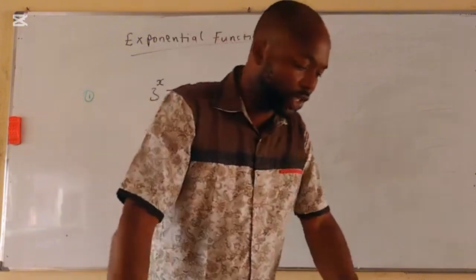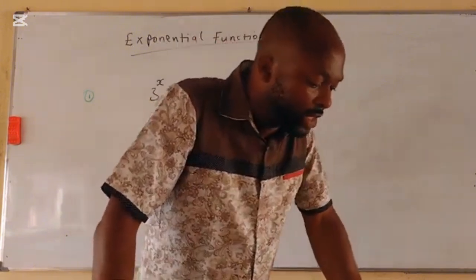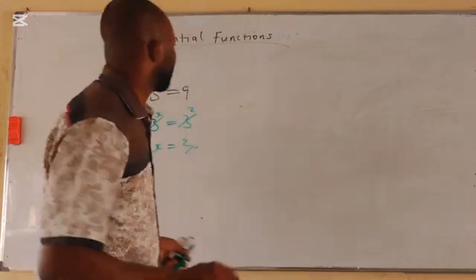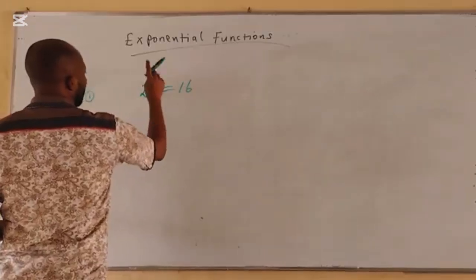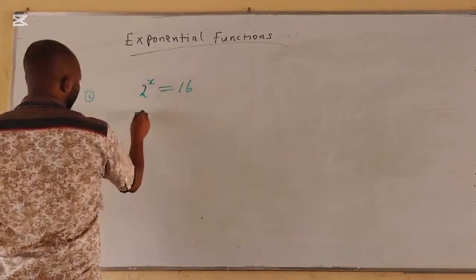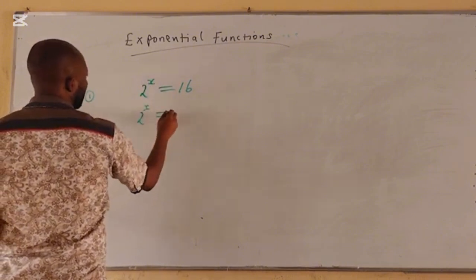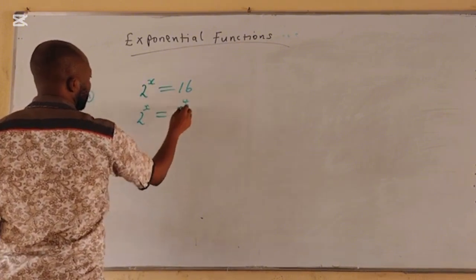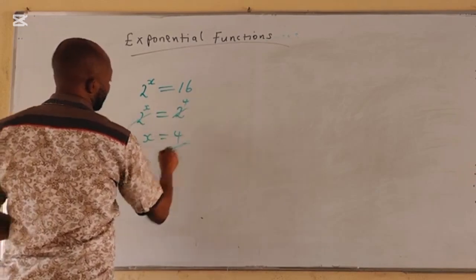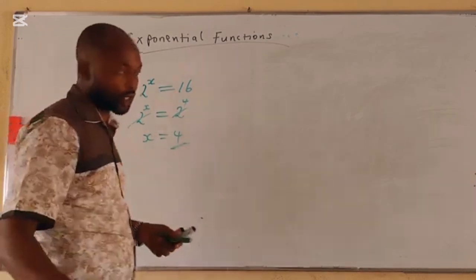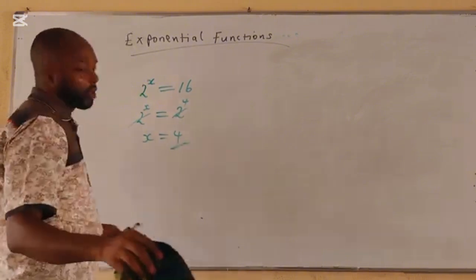Let's take another question. 2 raised to the power x is equal to 16. 2 raised to the power x is there. 16 is 2 raised to the power 4. So the 2 can cancel. X is equal to 4. So that is exponential function. We'll take more of this. Next question.